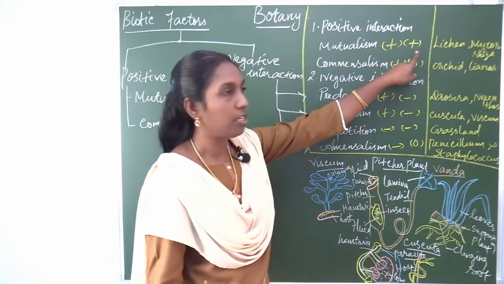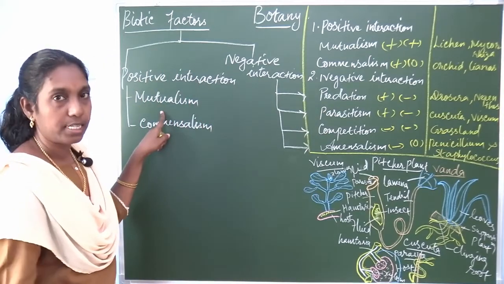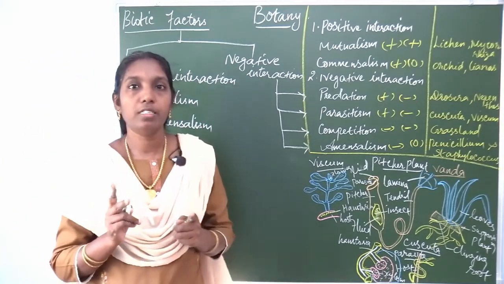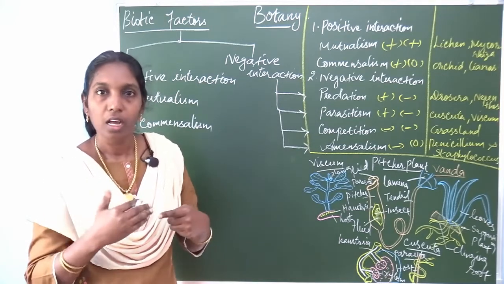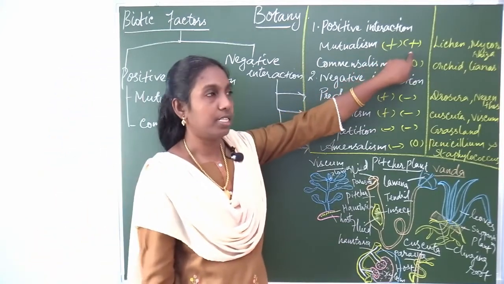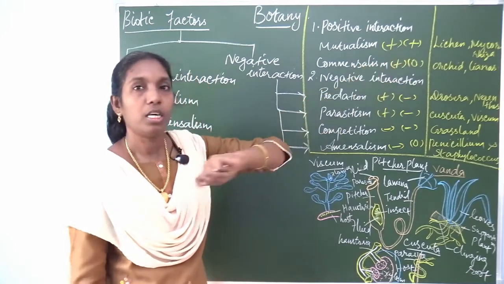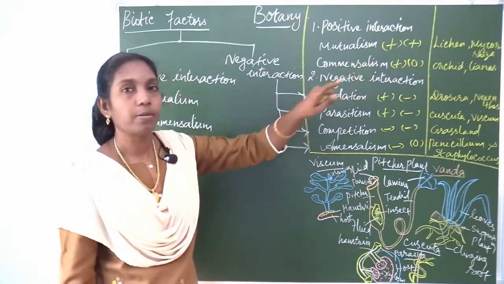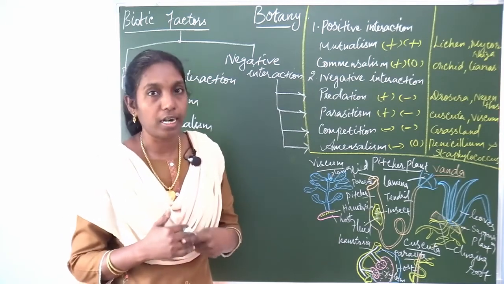Positive, both are positive. In mutualism, two organisms are involved, interactions between two different species. These two species being benefited is called positive interaction. So what are the examples? There are some symbiotic relationships.